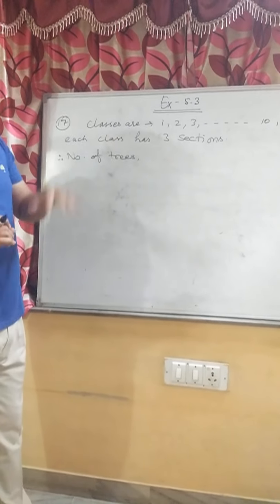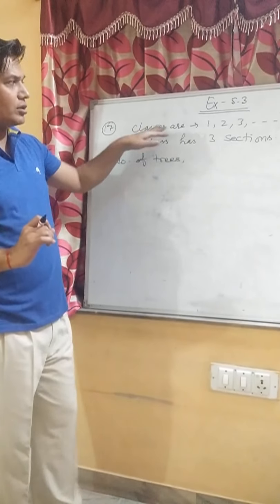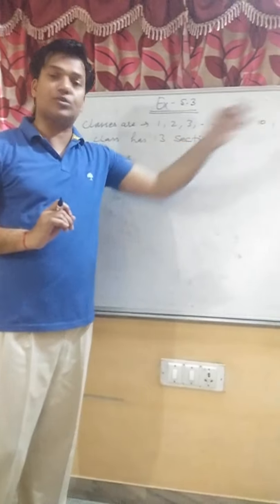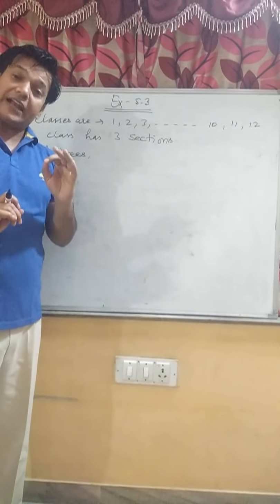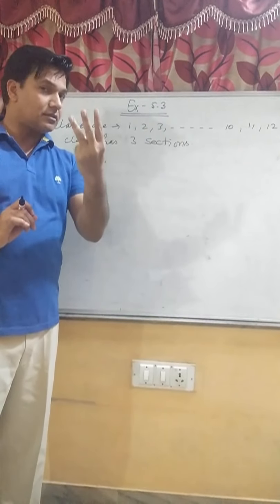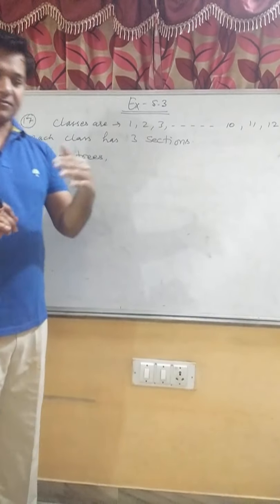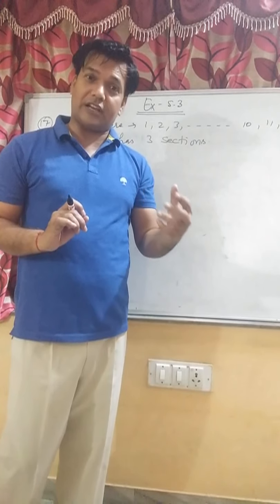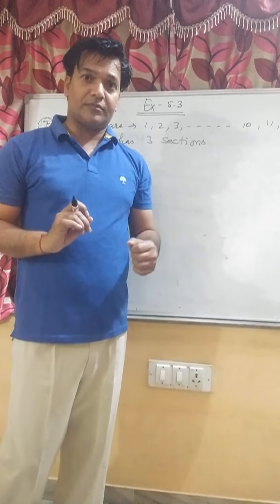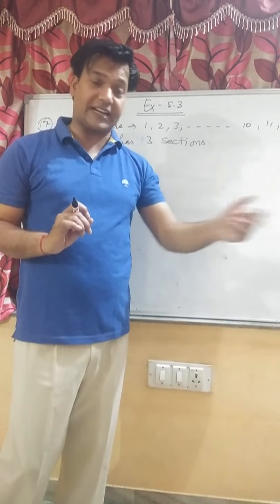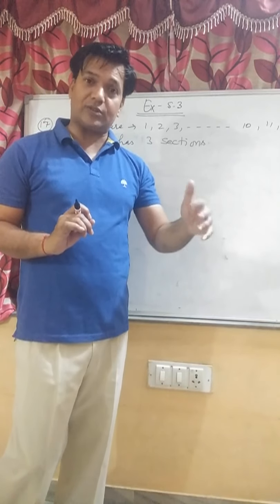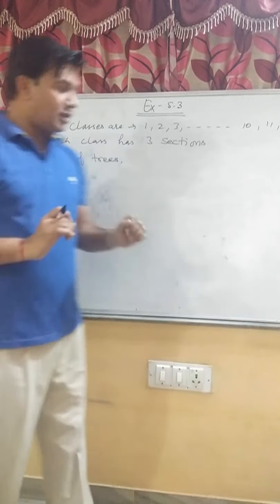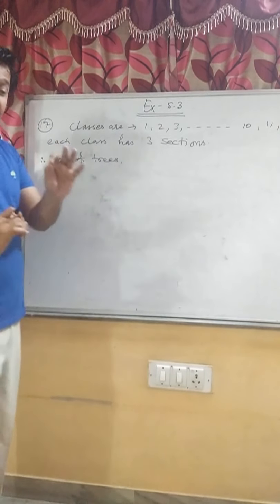In the 17th question, in a school, classes start from 1, 2, 3 up to 12, and every class has 3 sections. For example, for first class there are 1A, 1B, 1C; for second also 2A, 2B, 2C; for twelfth also 12A, 12B, 12C, like this. Every class has 3 sections.